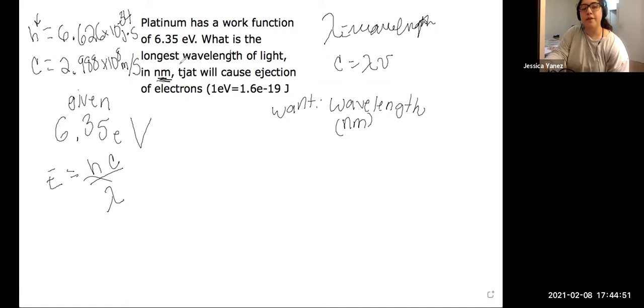Because we want to find the wavelength, now we're just going to manipulate this equation to get wavelength by itself. In math, if you take the reciprocal of one side, you have to take the reciprocal of the other. Because lambda is in our denominator and that's what we want to find, we do the reciprocal of both sides. So it'll be 1 over E is equal to lambda over h times c, right? Then from there, if we want to get lambda by itself, what do we have to do here?